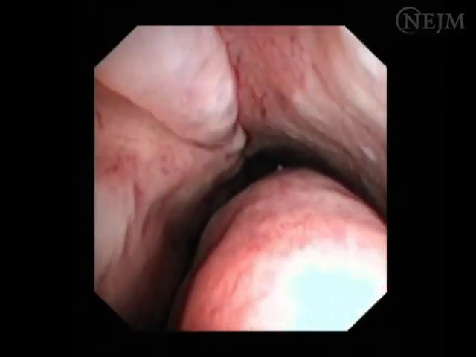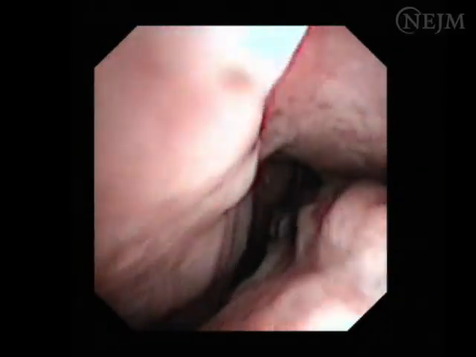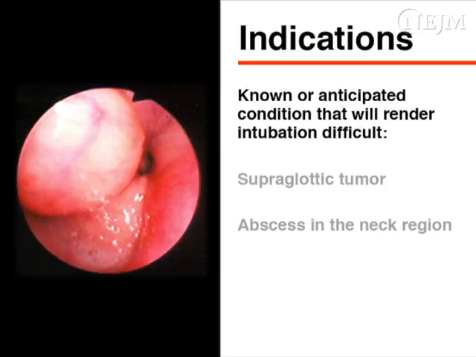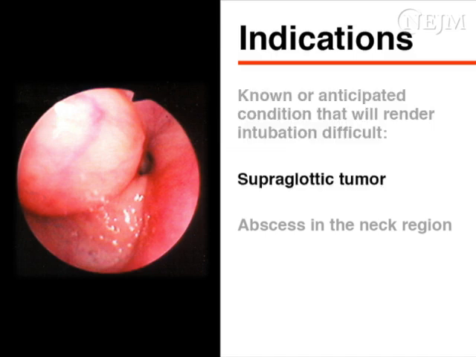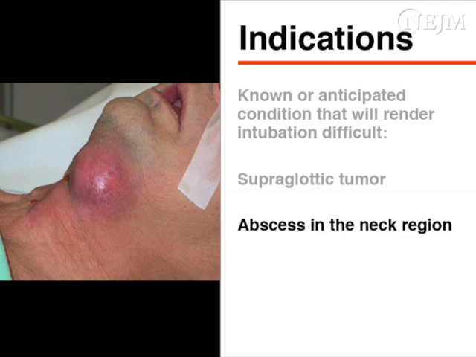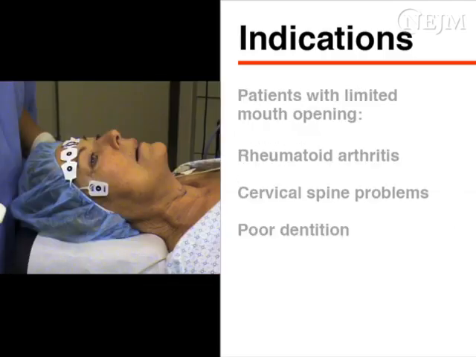Nasal fiber optic intubation is indicated when endotracheal intubation is required, but the patient has a known or anticipated condition that will render intubation difficult. For example, a patient with supraglottic tumor or an abscess in a neck region. Nasal fiber optic intubation is also indicated in patients with a limited mouth opening, for example, those with rheumatoid arthritis, cervical spine problems, or a poor dentition.